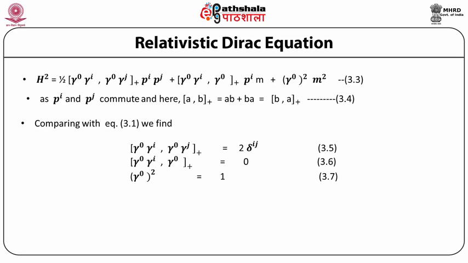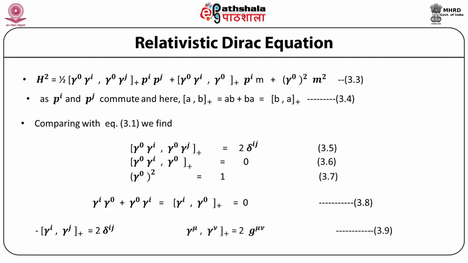Simplifying these equations by using the last one in the second and the second one in the first, we get the equation gamma i gamma naught plus gamma naught gamma i, or the anticommutator of gamma i and gamma naught, is equal to 0. Using this in equation 3.5, we get minus the anticommutator of gamma i and gamma j is equal to twice delta ij.